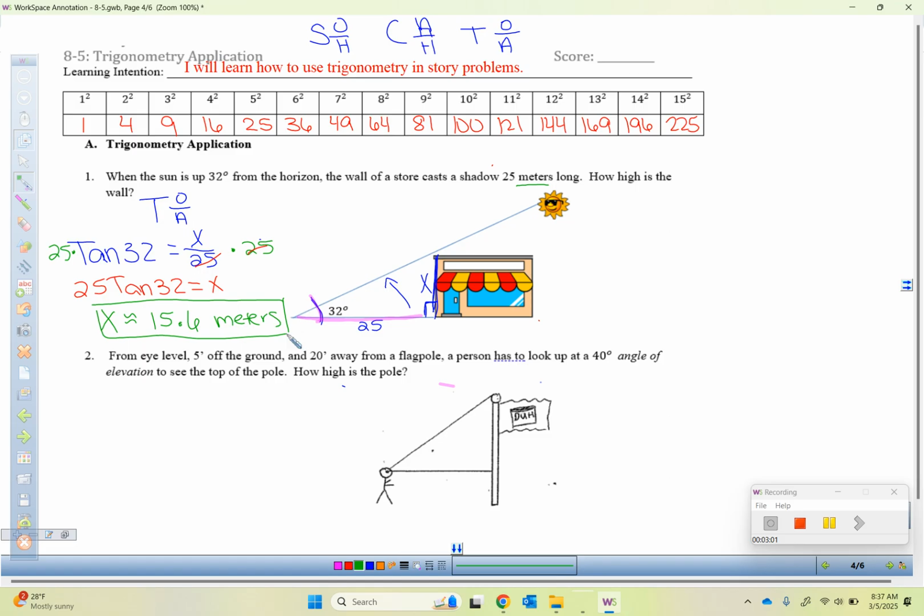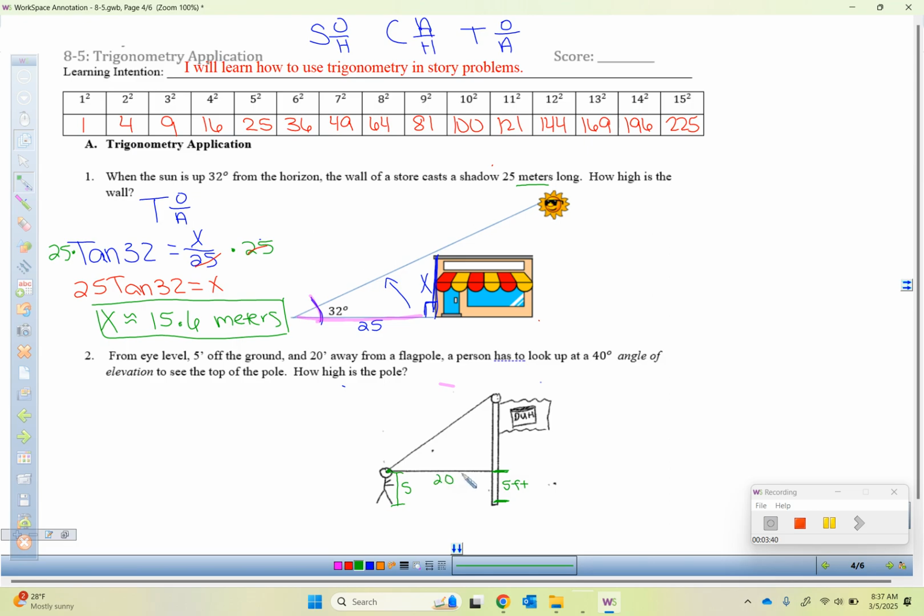Okay, number 2. From eye level, so my eye is right here, off the ground, 5 feet off the ground. So this person's eye is 5 feet off the ground. So that means this flagpole over here is, at eye level, is 5 feet. The ground is here, but the person's eyes start here, okay? So from eye level, 5 feet off the ground and 20 feet away from a flagpole. So he's 20 feet away from the pole.